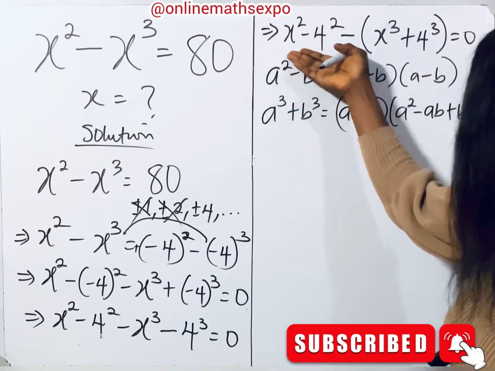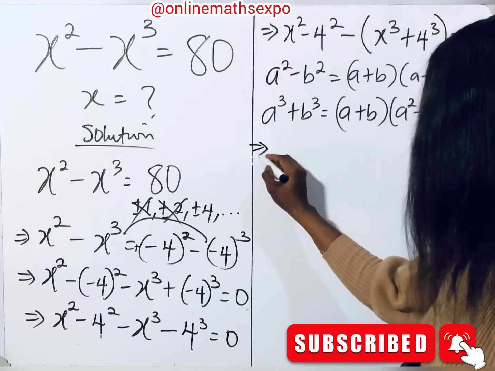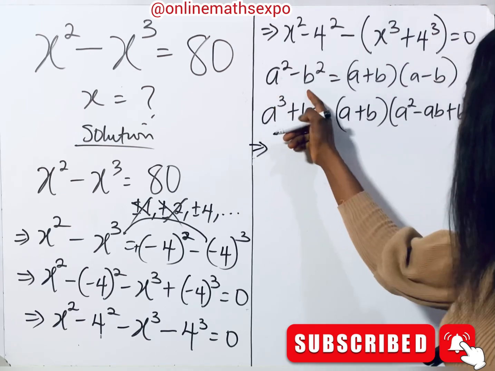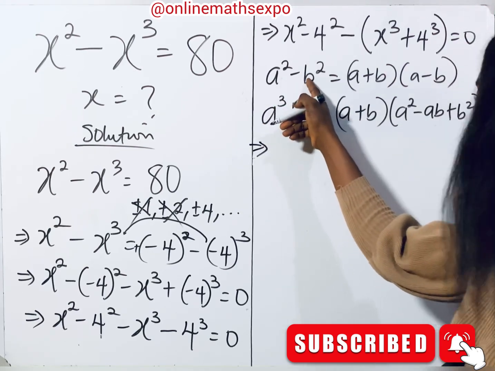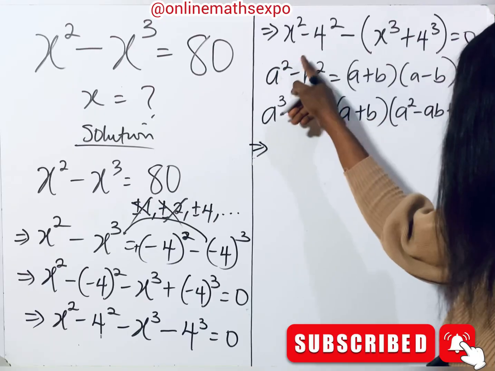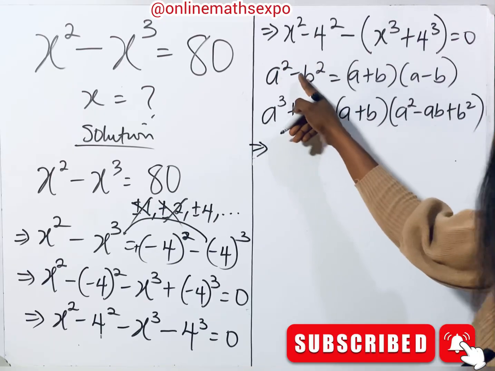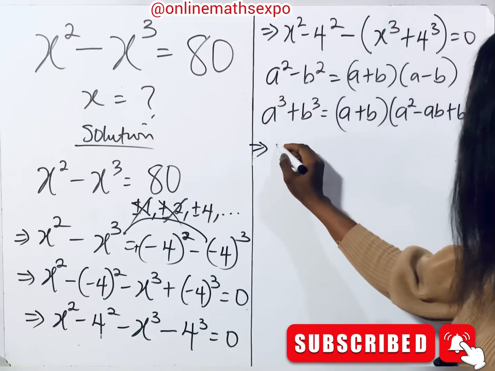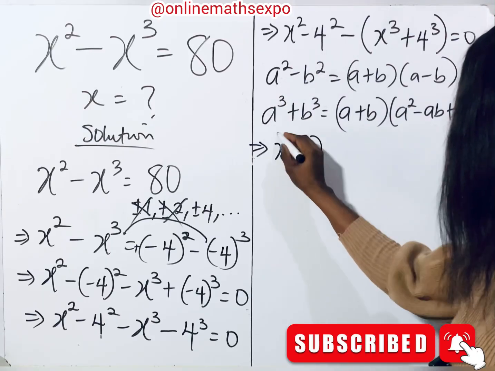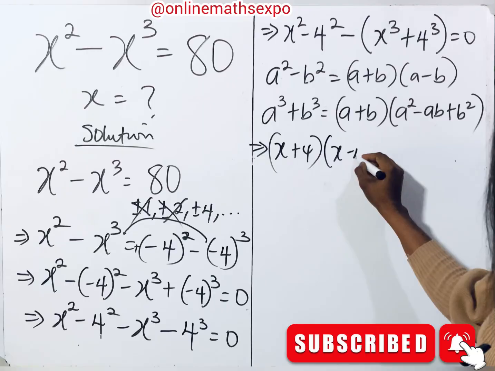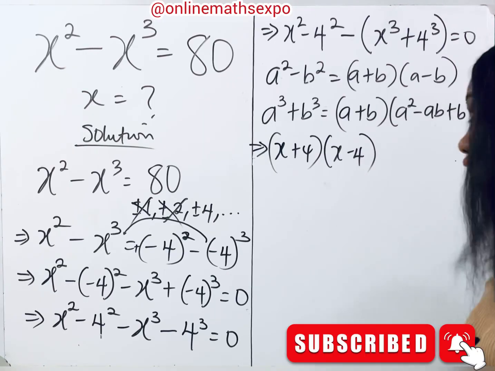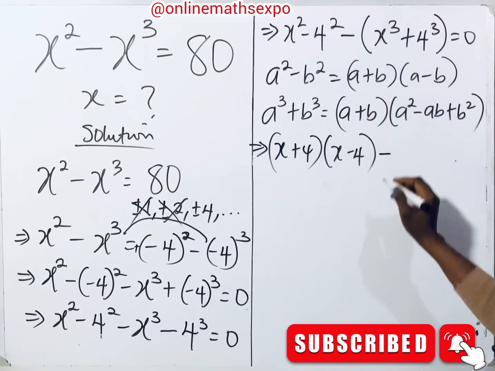Okay, now from here, for this we are going to apply the difference of two squares. So here our x is our a and our 4 is our b. So applying this, we are going to have (x plus 4)(x minus 4). I hope you are still with me there. Then bring down this negative sign.